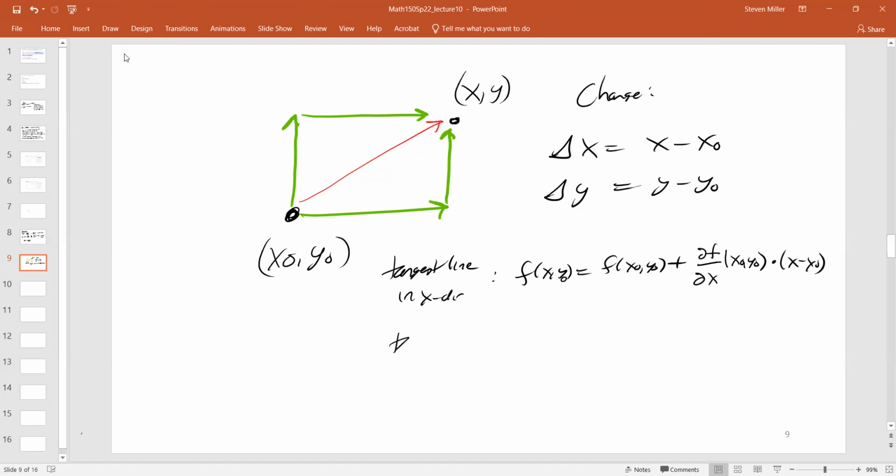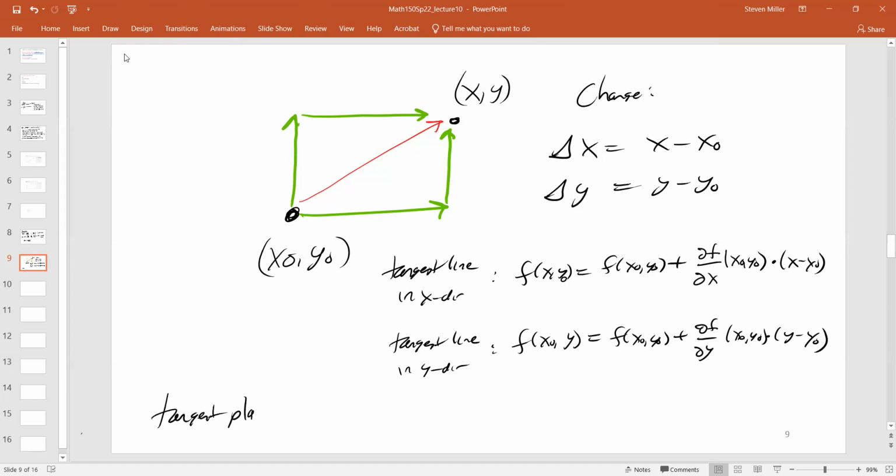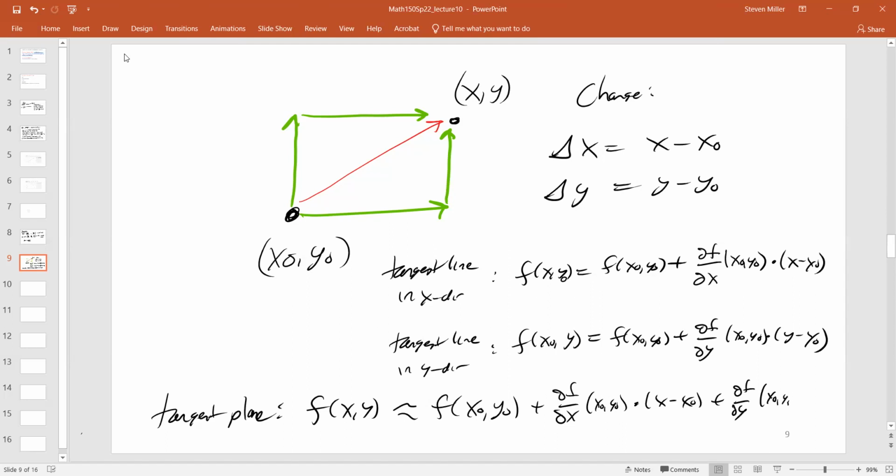If I do the tangent line in the y direction, that'd be f of x naught, y, keeping x fixed. It would be f of x naught, y naught plus df dy at x naught, y naught times y minus y naught. And that would be how much we change if we just look at the y direction. And so the tangent plane becomes f of x, y is approximately f of x naught, y naught plus df dx at x naught, y naught times x minus x naught plus df dy at x naught, y naught times y minus y naught.